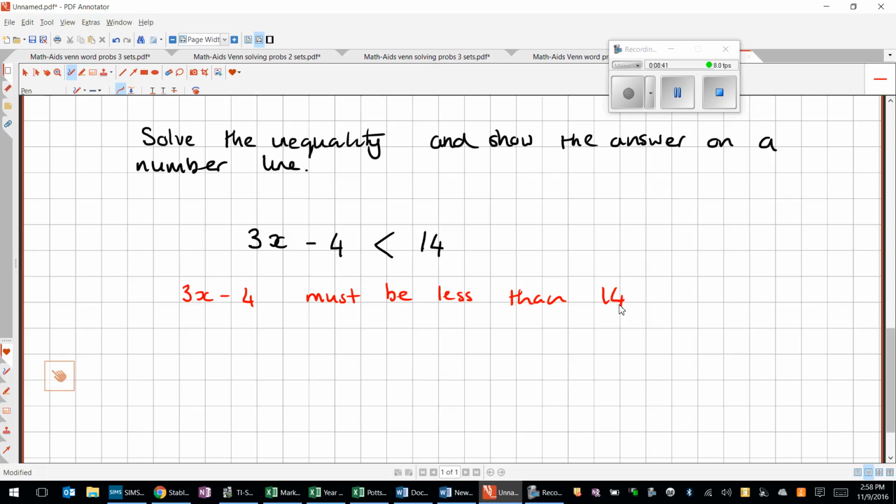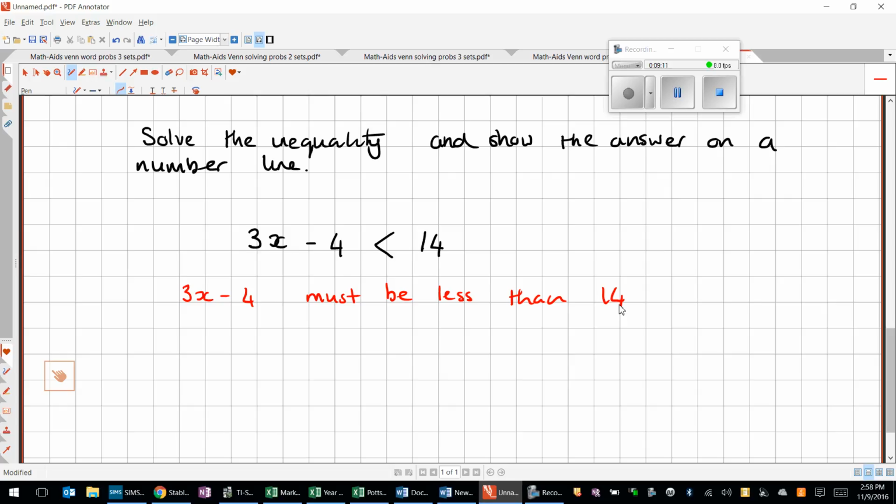How many possible x values are there? A lot. Infinite again, right? There's an infinite number of solutions to this. Pick a value just off the top of your head that will work. 7. 3 times 7 is 21. 21 minus 4 is 17. So that's not less than 14. Pick a value for x that actually works.